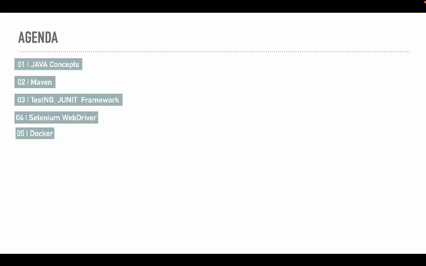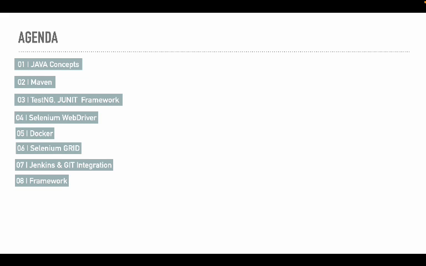The sixth module will give you an introduction to the other component of Selenium, that is Selenium Grid. In module 7, we will discuss about Jenkins and Git integration. The 8th module will cover different types of frameworks such as page object model, hybrid, data driven and Cucumber. In the 9th module, we will cover Selenium IDE, which is a record and playback component of Selenium.